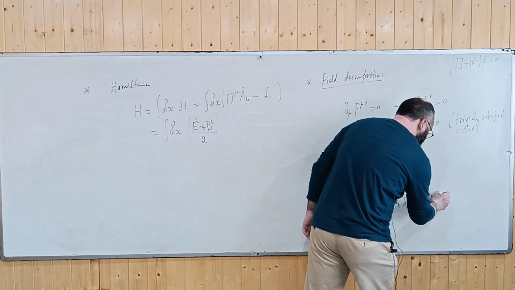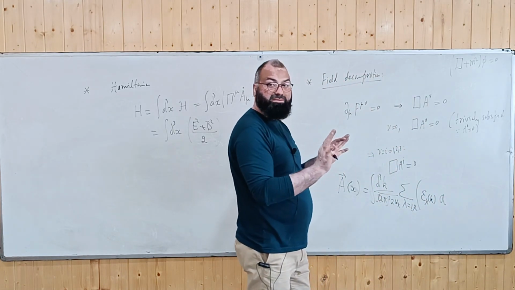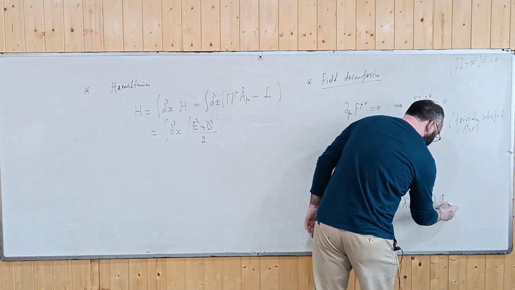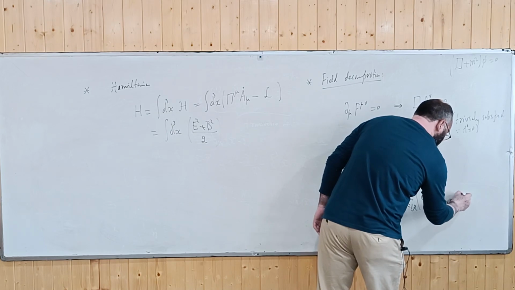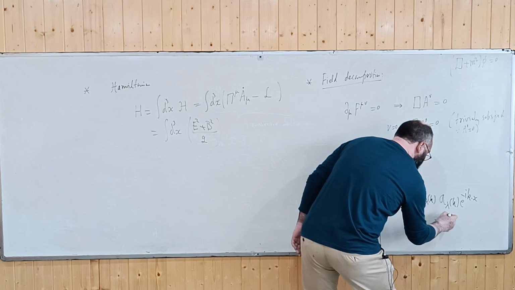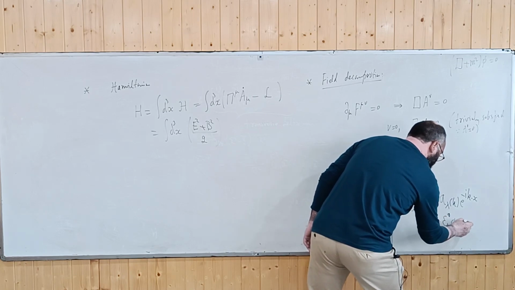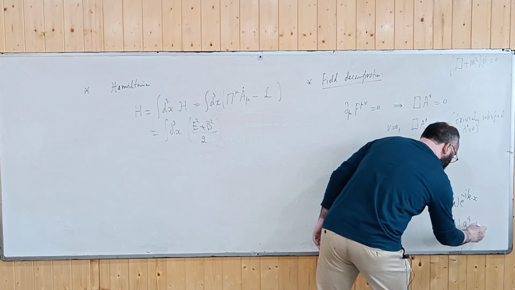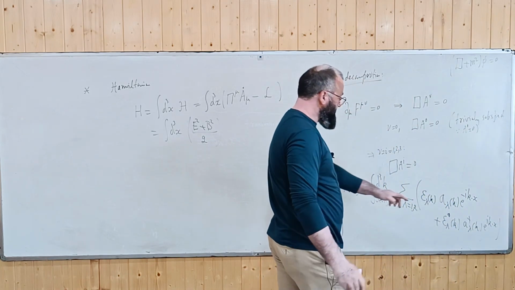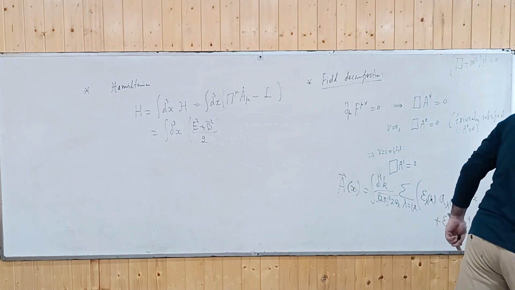Then you introduce the annihilation operator, the same way as we have done for the scalar field. That will depend on lambda and k, e raised to minus i k dot x. Then you have epsilon star lambda k, a dagger lambda k, e raised to i k dot x. Why is k the 4 momentum? This k is the 4 momentum of the photon.